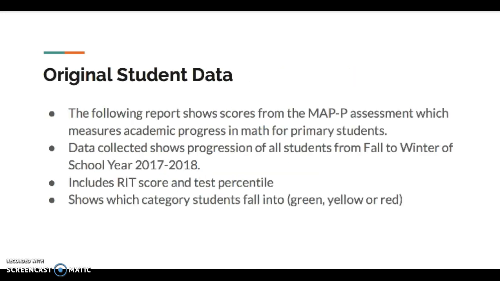Original student data. The following report on the next slide shows scores from the MMAP assessment, which measures academic progress in math for primary students. The data collected shows progression of all students from fall to winter of the current school year, 2017-18. It includes RIT scores and test percentile. It also shows which categories students fall in: yellow, green, or red.